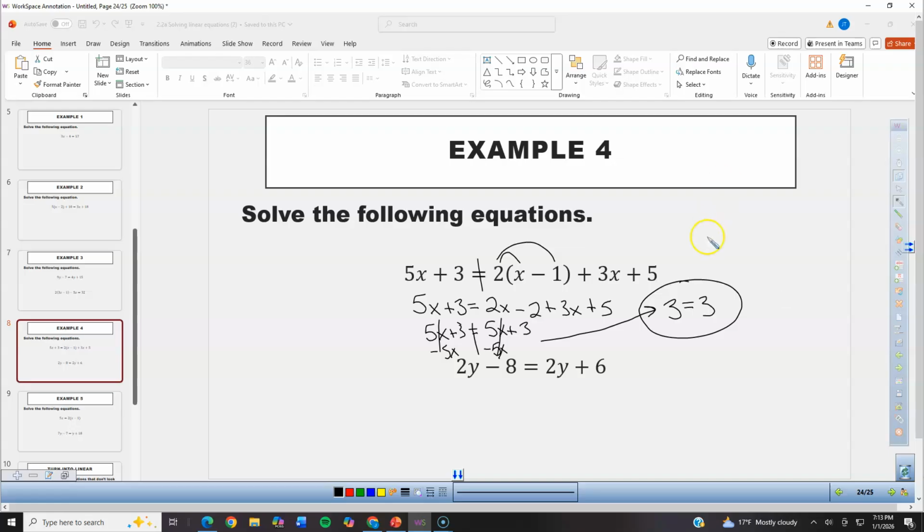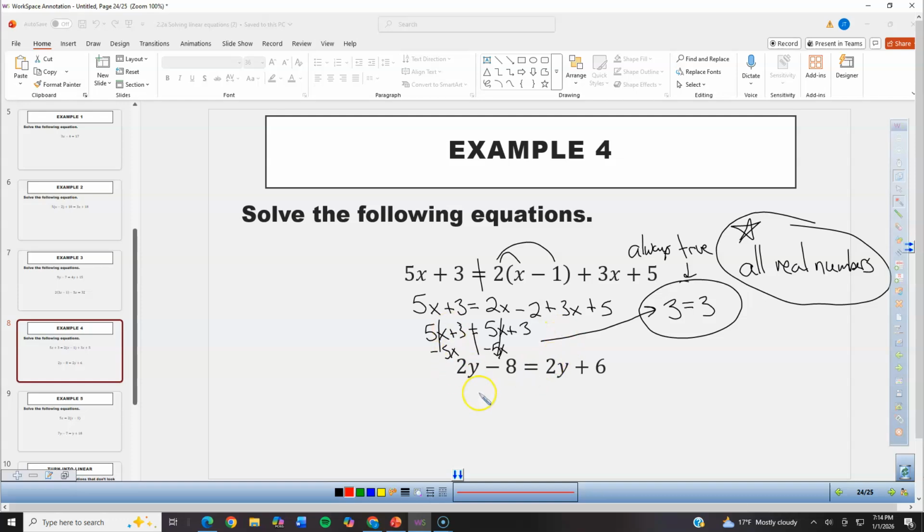Well, the x is gone. And this is true, right? So if you're left with a true statement, it means it doesn't matter what I plug in for x. It's always true. And if that's always true, it means that the answer is actually all real numbers. It works for any number you'd plug in. You can try 1, 2, 0, they'll all work. And you can check that too if you want. So that's the actual answer, is all real numbers.